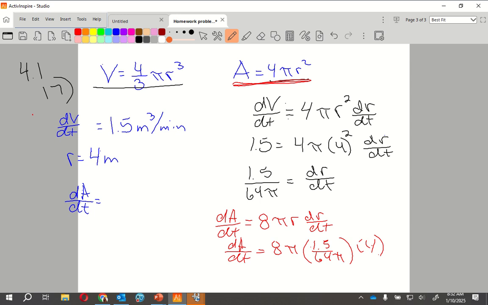Now I put the dr/dt first because I want you guys to see what I can do with that. Can I cancel some things? I can cancel the pi's, right? A pi on top and a pi on bottom. And I have an 8 here and I have 64 here, so a little bit more canceling. So what's that going to be? 1.5 divided by 2, which is going to be 0.75. And this is my dA/dt, so what are my units? Meters squared per second.